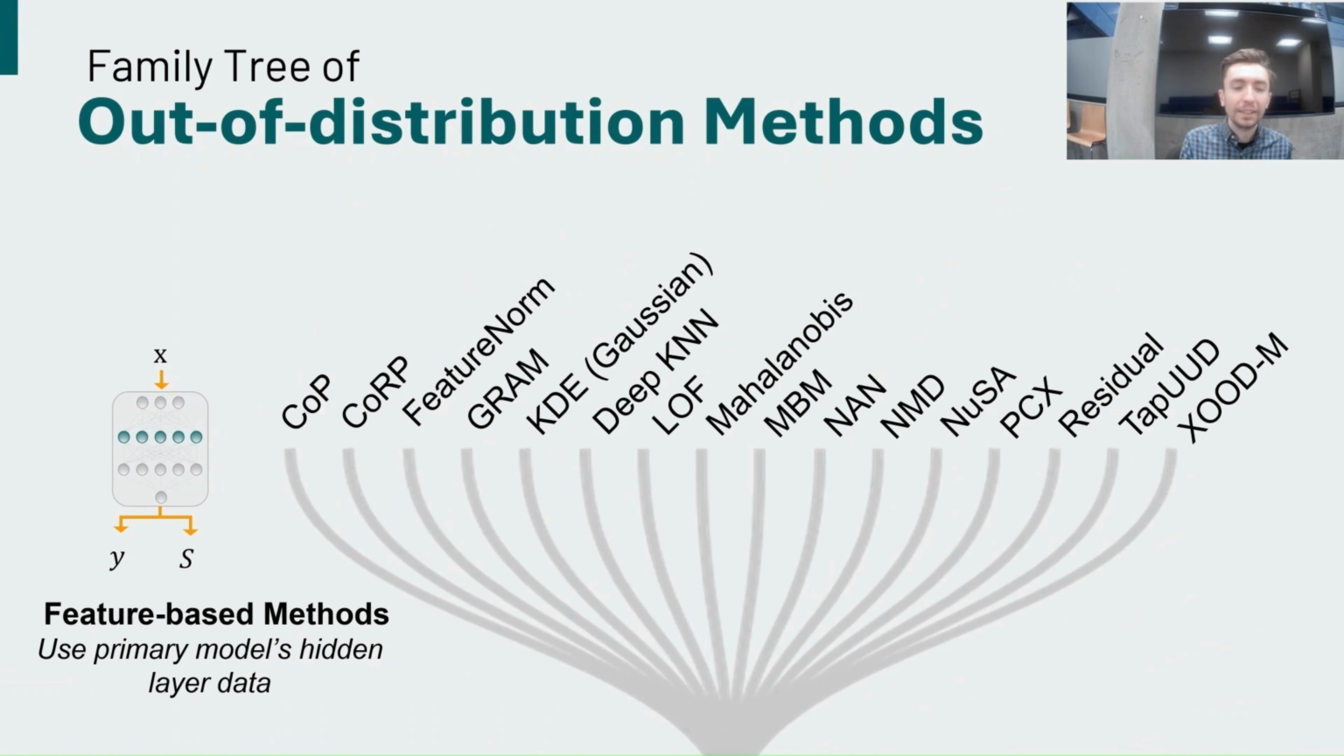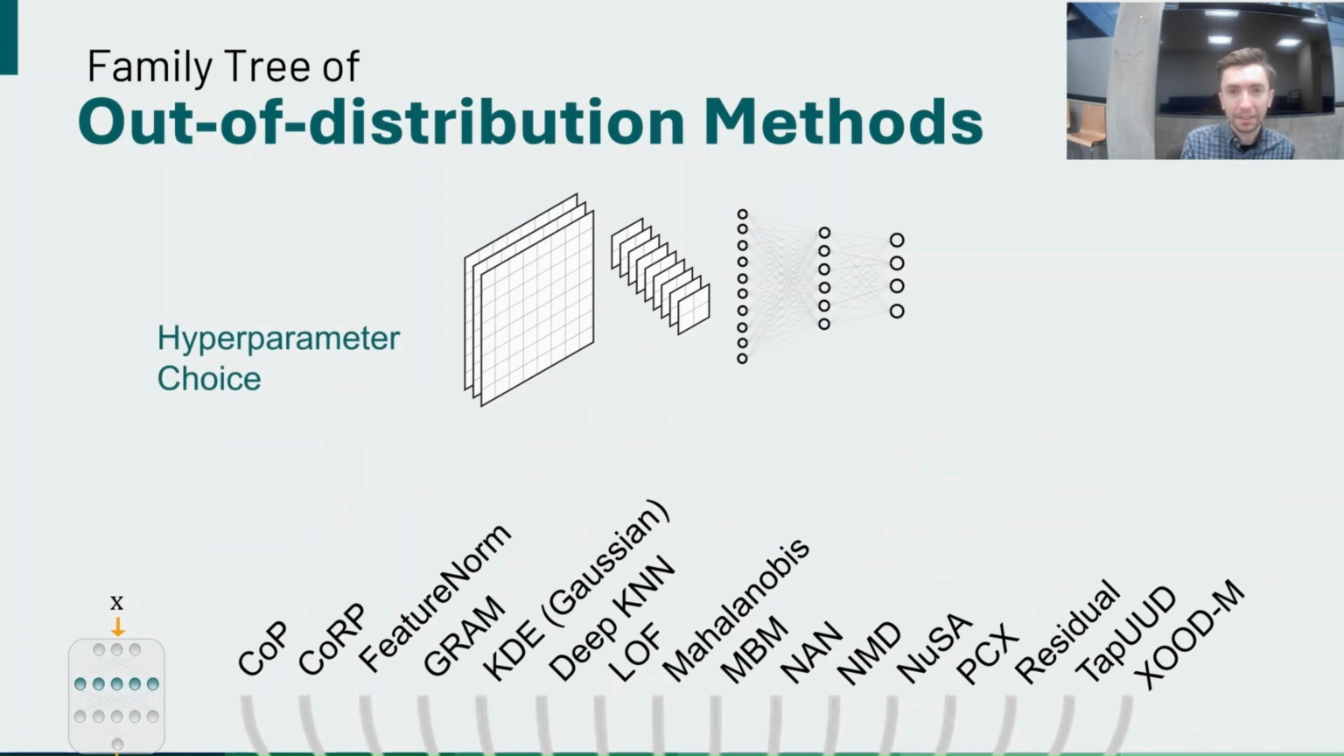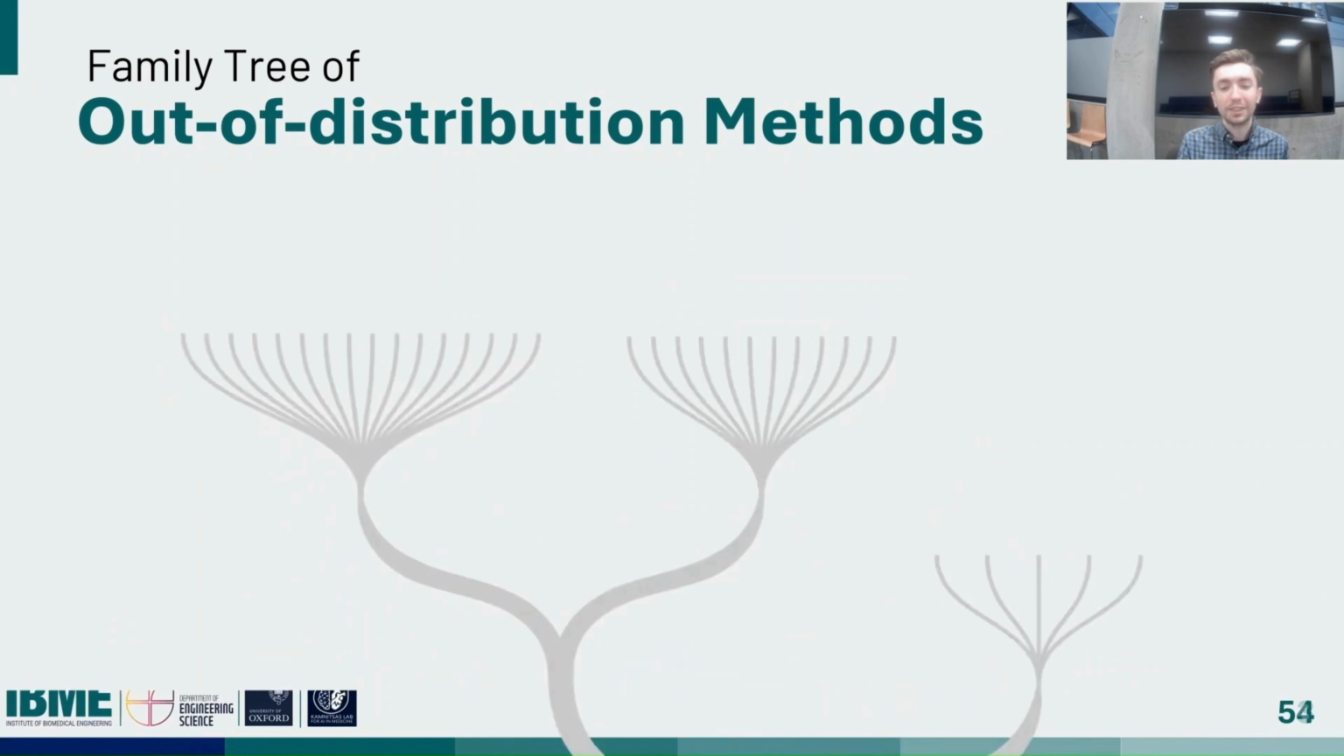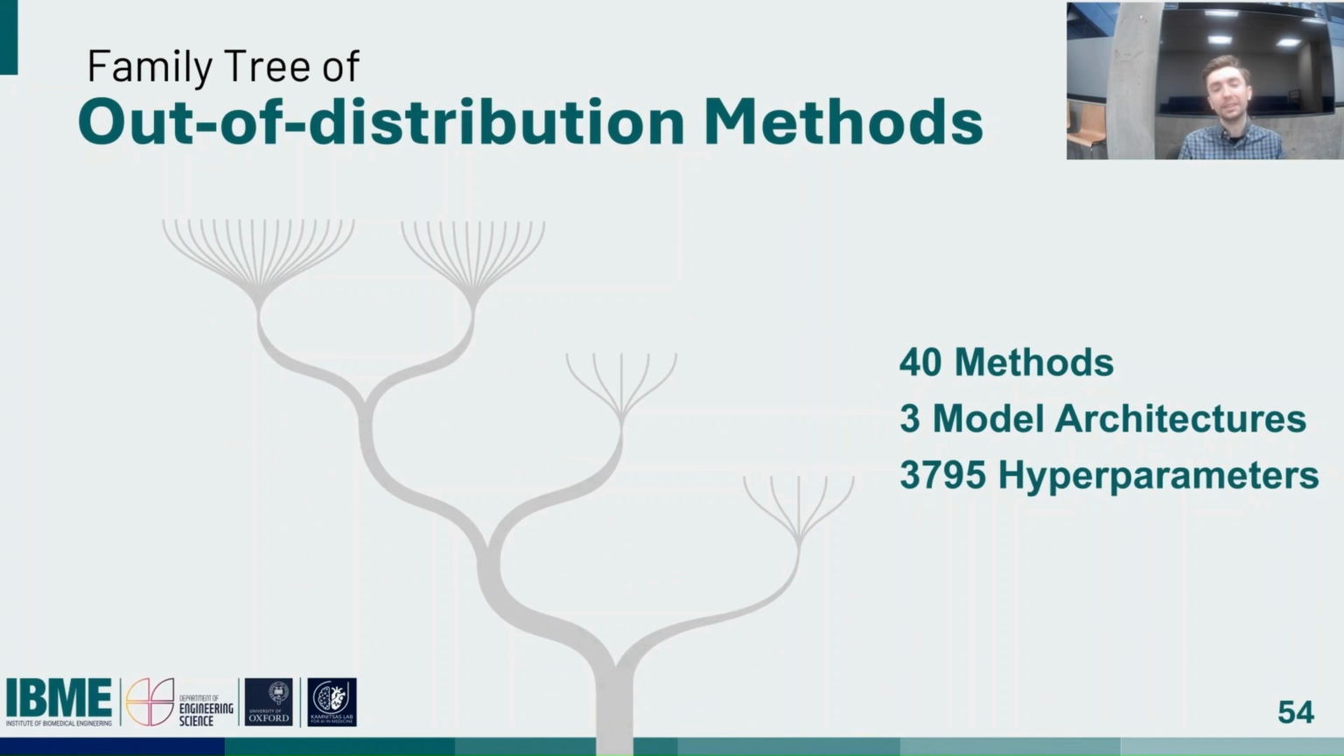One thing I haven't brought up yet is that these methods have a lot of hyperparameters. So for our feature-based methods, we have a hyperparameter choice of where we apply the method in the network. So I can apply it at an early layer, or I can apply it at a later layer. And we want to study if the effect holds with these different hyperparameter choices. So to summarize, we studied 40 different OD detection methods over 3 model architectures and we looked at 3,795 hyperparameter configurations.